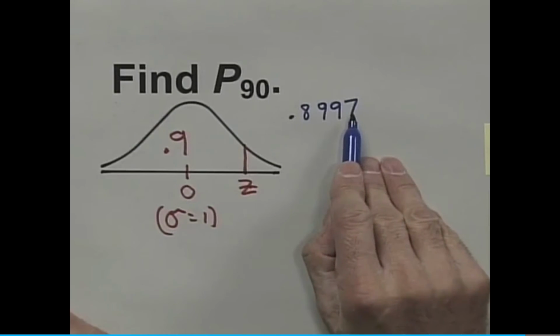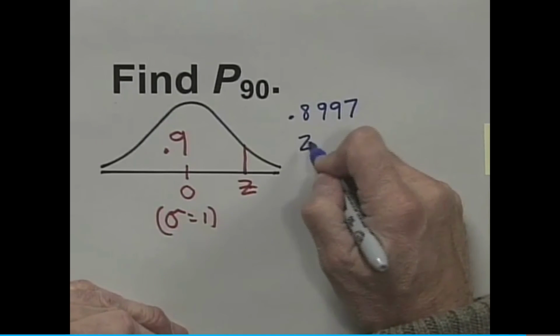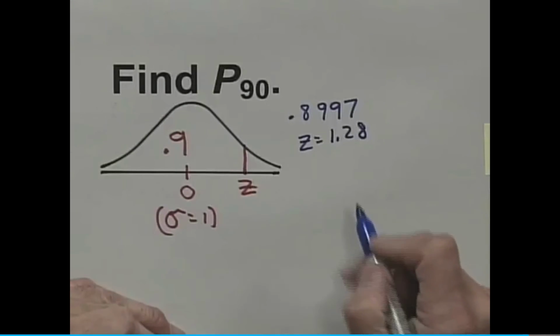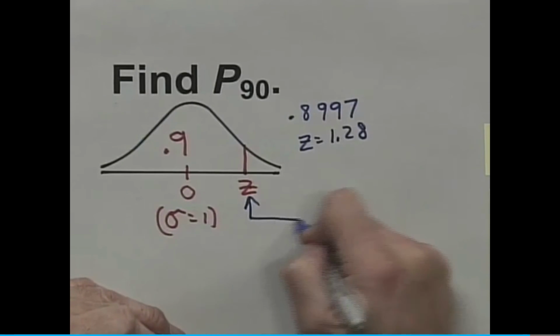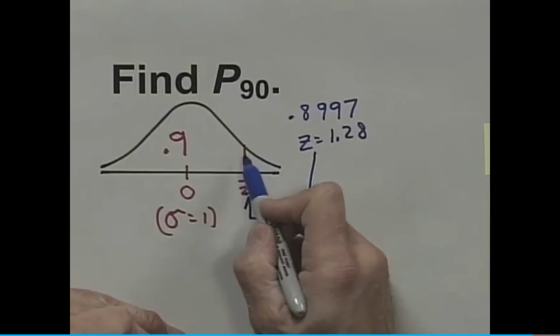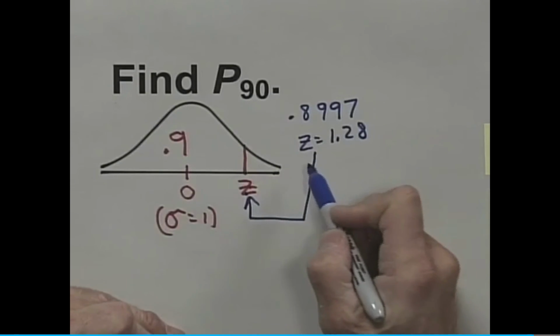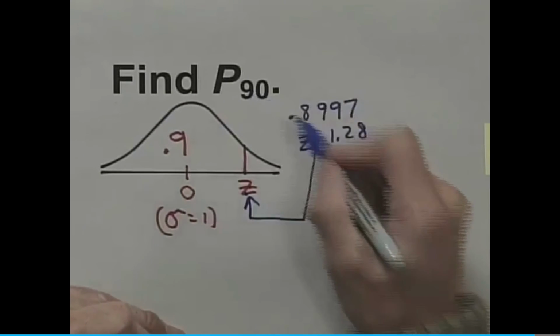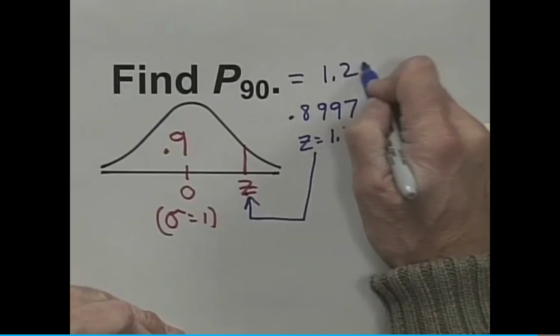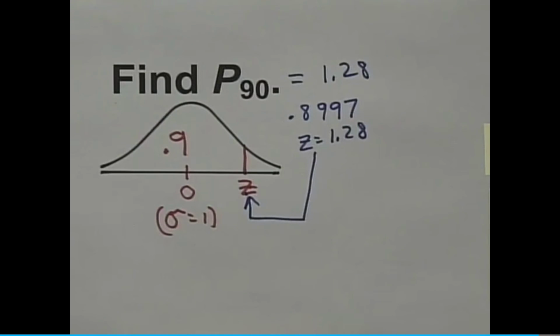Corresponding to 0.8997, we're going to find that the z-score is 1.28. So that's our answer. That goes right there. The z-score of 1.28 separates the bottom 90% from the top 10%. Therefore, the 90th percentile would equal 1.28 degrees Celsius.